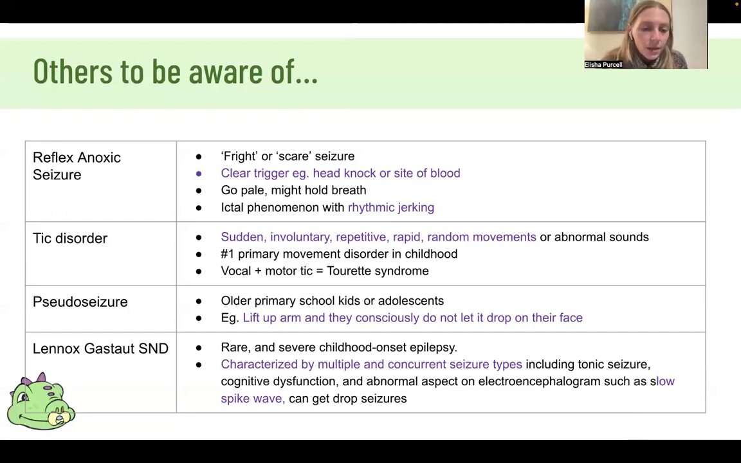Pseudoseizure, this one does come up in MCQs. It's often an older primary school age child or adolescent. And the classic scenario is they lift their arm up in class, and then they consciously don't let it drop. And that's a pseudoseizure. Lastly, Lennox-Gastaut syndrome. It's a rare but really severe type of seizure, and it's characterized by multiple concurrent seizure types. So kind of your complicated one. And then on EEG, you get this slow spike wave.